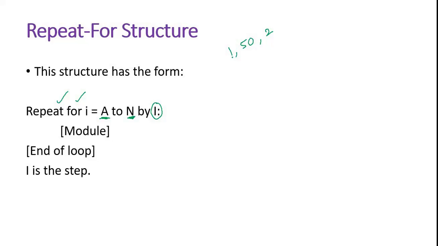Initially it is 1. Next, 1 plus 2 is 3. Then 3 plus 2 is 5. It will go like this up to 50, the last number. The I is step size. This is the end of the loop. Whatever I want to repeat a certain number of times will be repeated using the for loop.